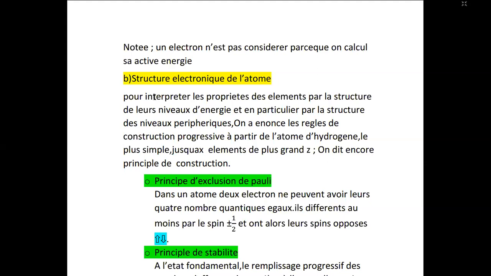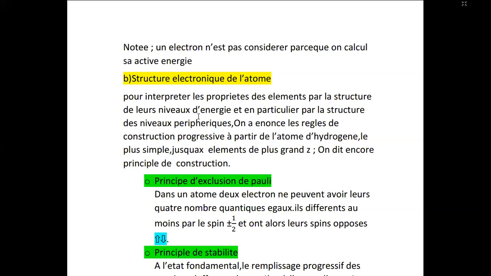A lot of electrons. So when you say pour interpréter la propriété de l'élément par la structure de leur niveau d'énergie, niveau d'énergie simply means that these electrons have energy levels, as we said earlier, to interpret its number of shells, and in particular to interpret what? The structure of the outside shell, like how many electrons the outside shell must have, all that.